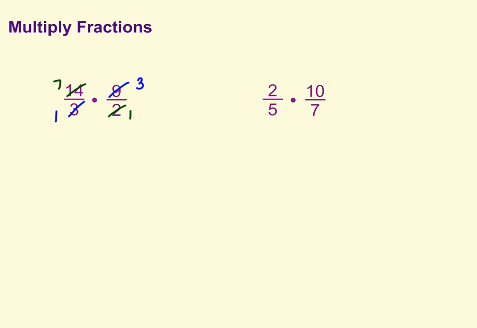So what you do is you just go ahead and multiply straight across the numbers that you have left. So 7 times 3 is 21, 1 times 1 is 1, and 21 over 1 is the same thing as a 21. So we got 21 on that one.